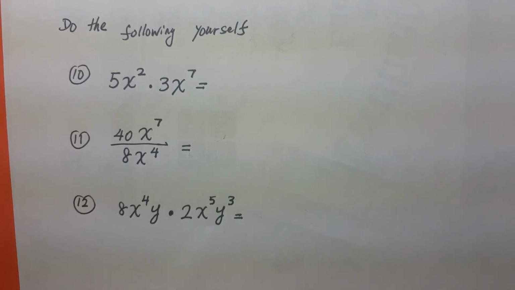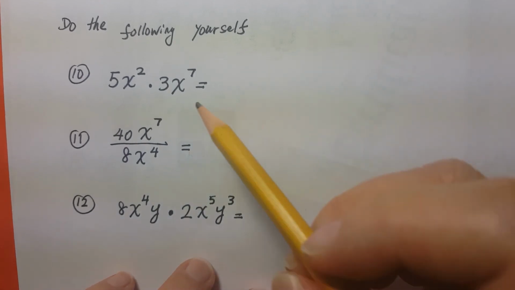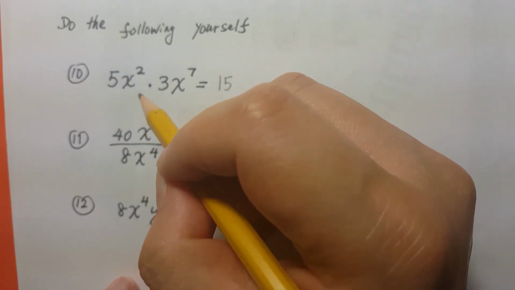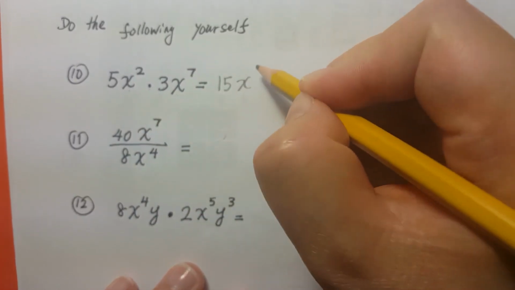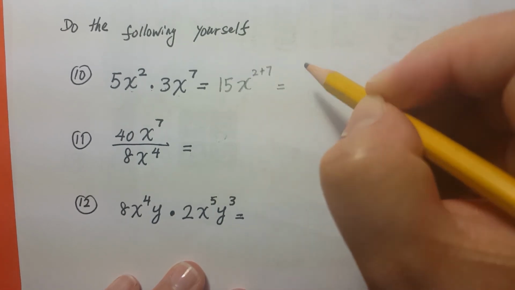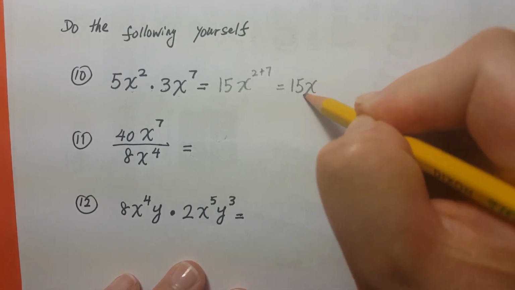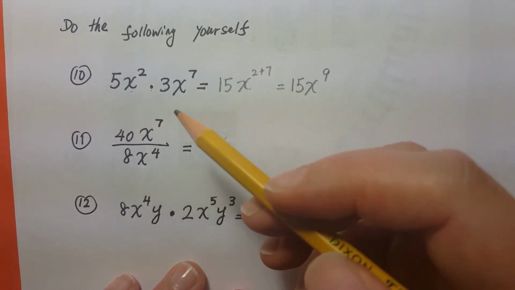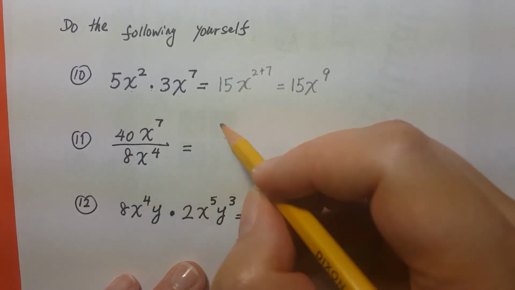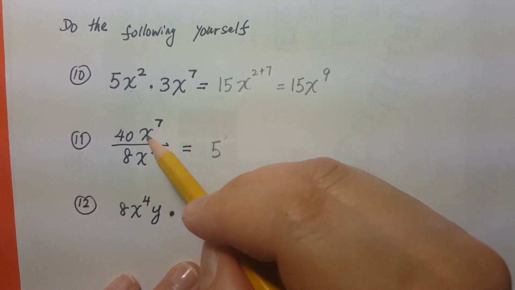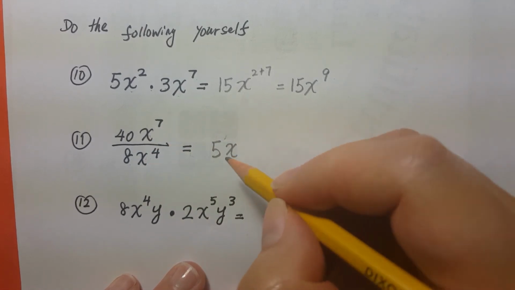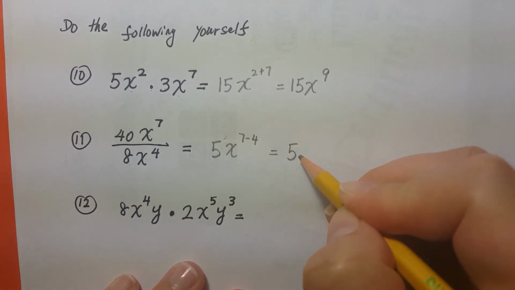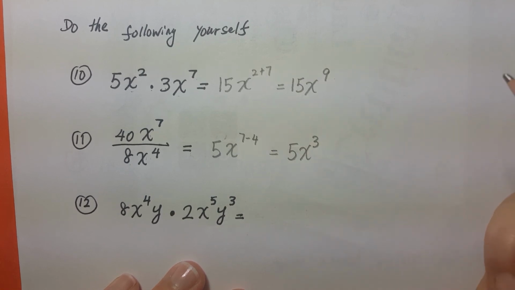Okay, so I believe you finished. Number 10, multiplication. So we do the numbers first. 5 times 3 is 15. Same base x, and we add the exponents, 2 plus 7. So the final answer is 15 x to the 9th power, because 2 plus 7 is 9. Number 11, division. 40 divided by 8 is 5. And then we have the same base. Division means subtract the exponents, 7 minus 4. So therefore the answer is 5 times x to the 3rd power.